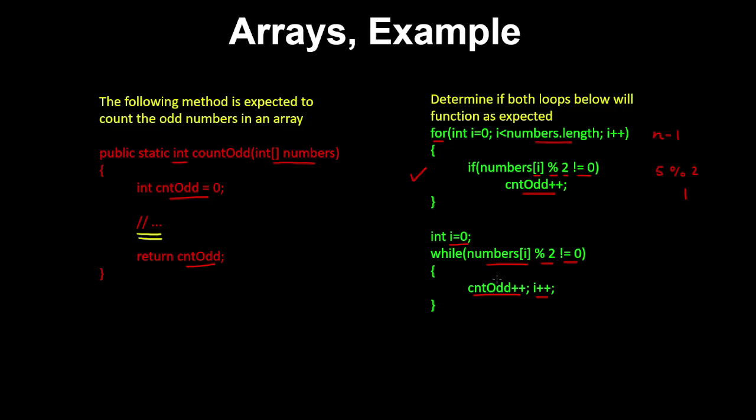So while this looks valid, the problem is that when we encounter an even number, which could be anywhere in the array, then the loop will get terminated, and therefore the remaining numbers in the array will not be checked. So therefore this while loop is not valid for that reason.